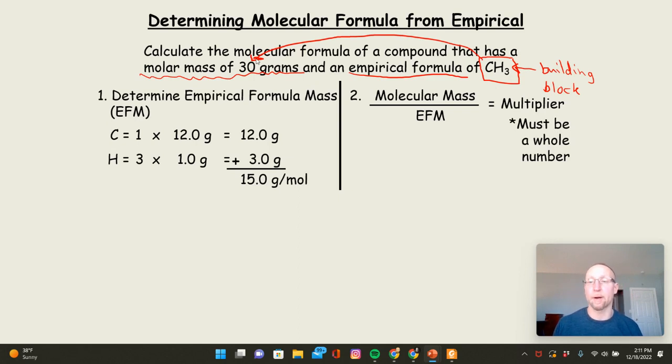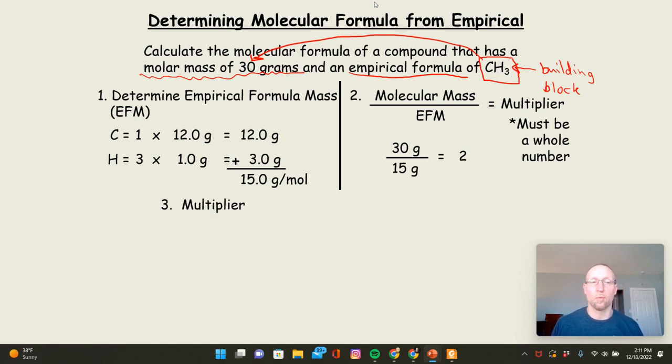Now that multiplier is always going to be a whole number. If it's not, then you messed something up. So when you divide the molecular mass by the empirical formula's mass, you should always get a nice whole number. If you don't, you probably messed something up. So take a look. In this case, 30 divided by 15 grams gives us 2. So that's our multiplier. It takes 2 building blocks, CH3s, to make our entire molecule.